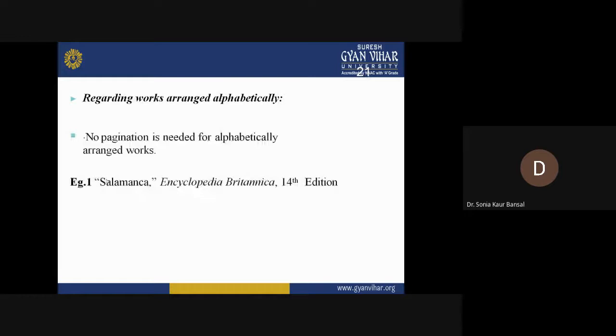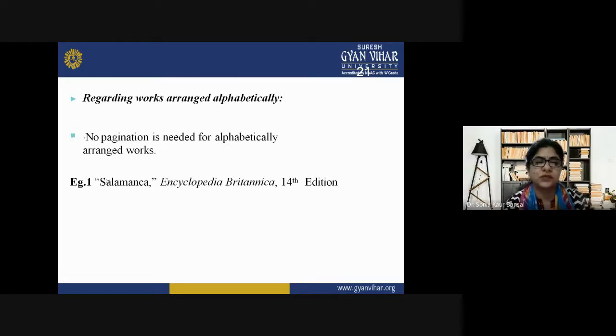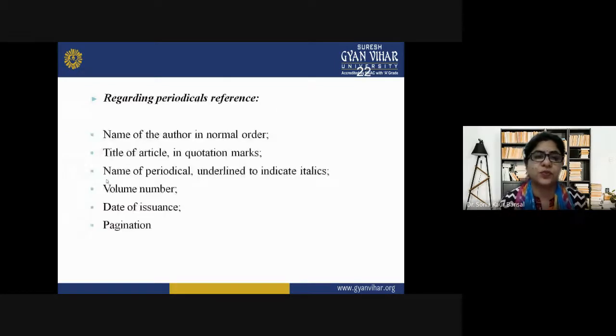Now, regarding works arranged alphabetically, no pagination is needed for alphabetically arranged works, like the Encyclopedia Britannica 14th edition. You have arranged everything in alphabetical order, so that's also very important, and take care of all these important things while writing the research report.